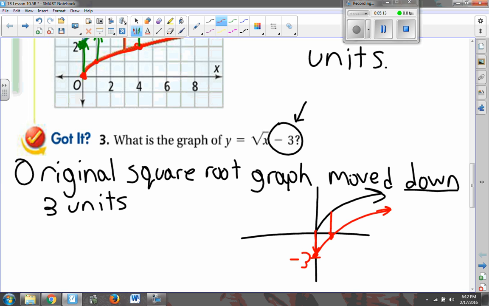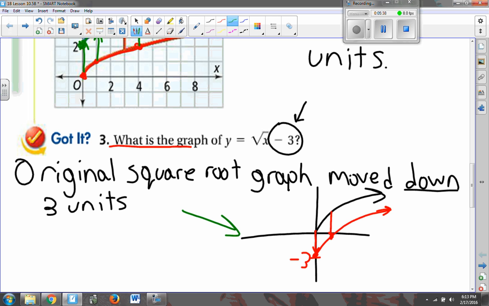When I ask you what is the graph, I would like you to give me both of these: how it is related to the original graph, as in moved down or moved up, and I would like you to give me a quick sketch as well. It doesn't have to be full graph paper, but a quick sketch like this one here will do just fine for me. Okay? That's moving things up and down.